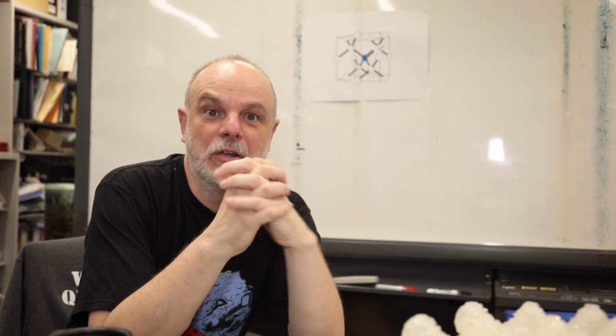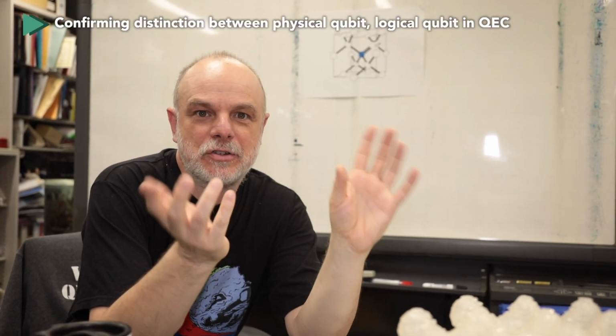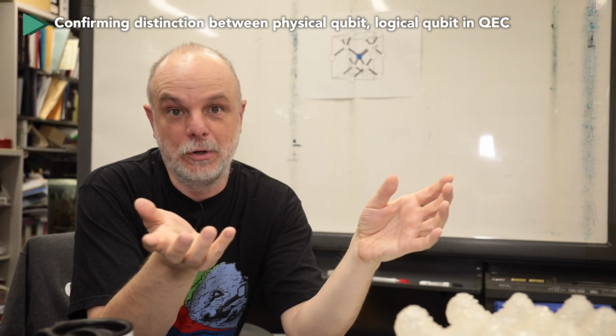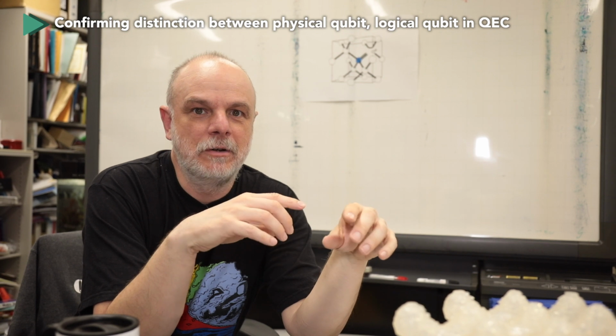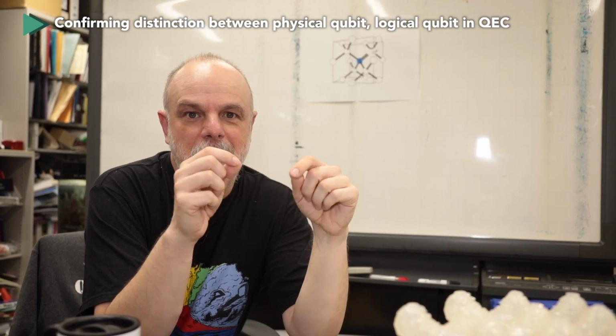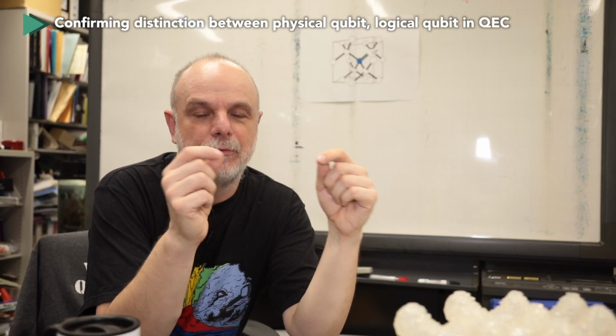One of the other questions that came up this week is confirming the distinction between physical qubits and logical qubits in error-corrected systems. With error correction, we take one logical qubit and encode it into the state of multiple physical qubits.